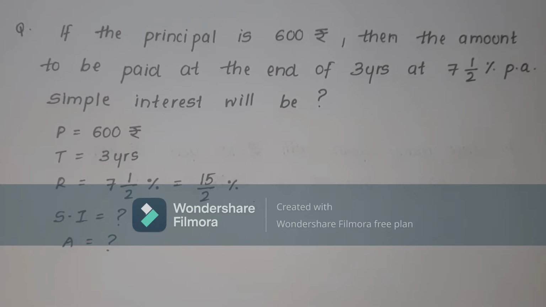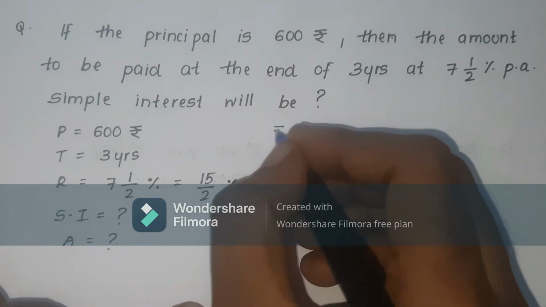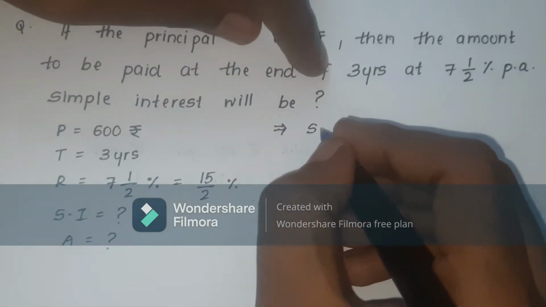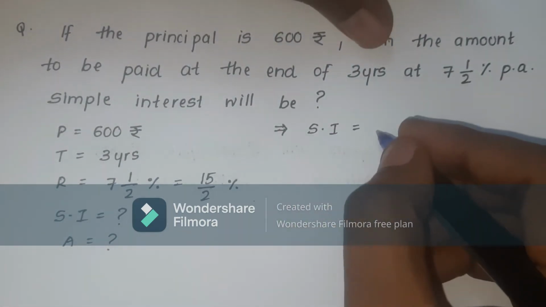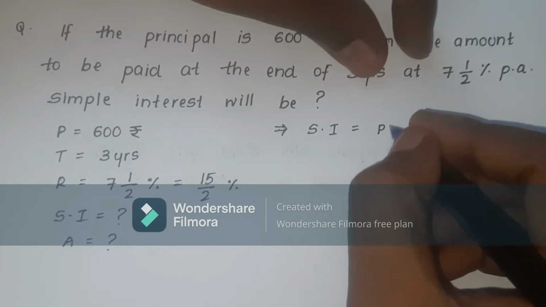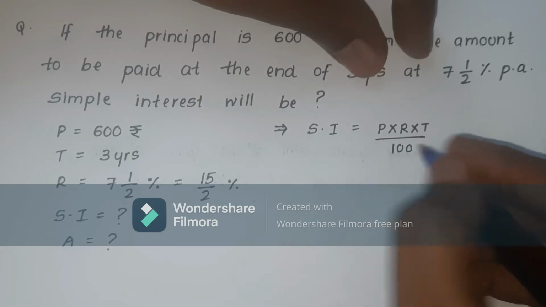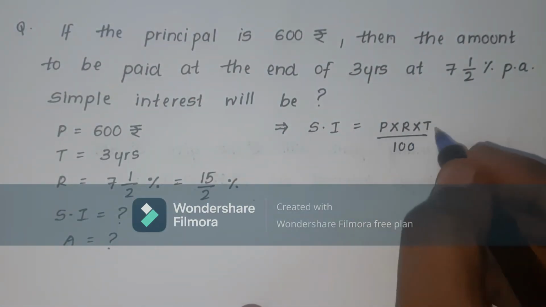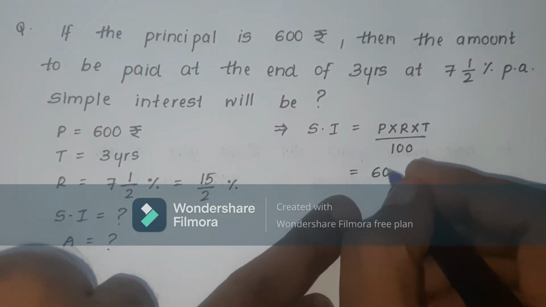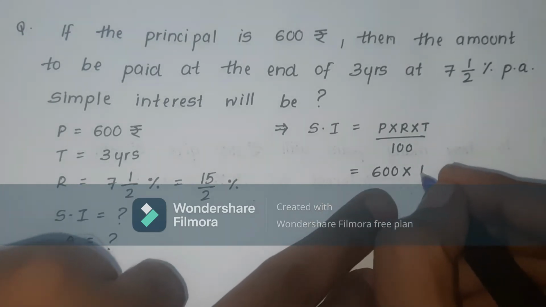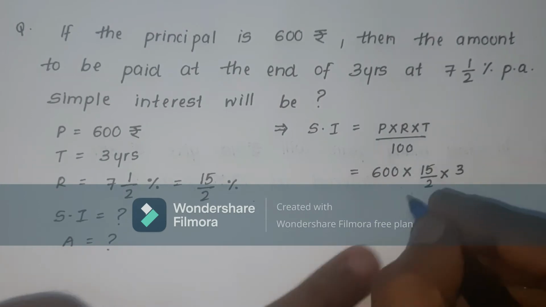So according to the respective formula, we know that student. What do we know? We know the formula for simple interest is what student? We'll write down the formula. There are marks for the formula student. So please write down the formula whenever you start the sum. So the simple interest is principal into rate into time upon 100. Student, you have noticed that principal, rate and time have been given. So we need to substitute. Principal is 600, rate is equal to 15 by 2, and the time is 3 years upon 100 student.